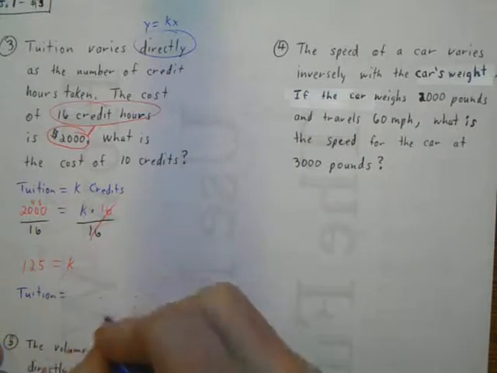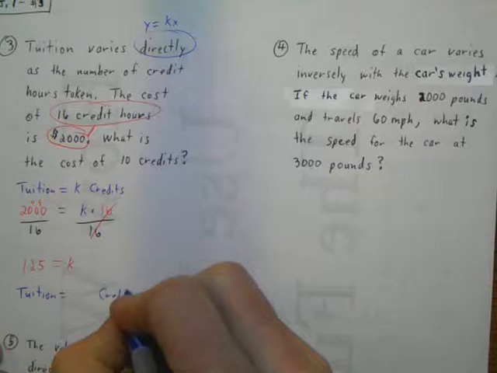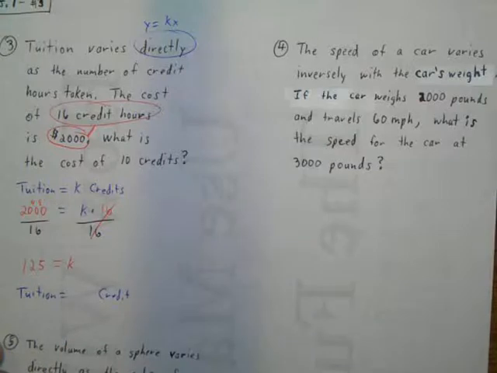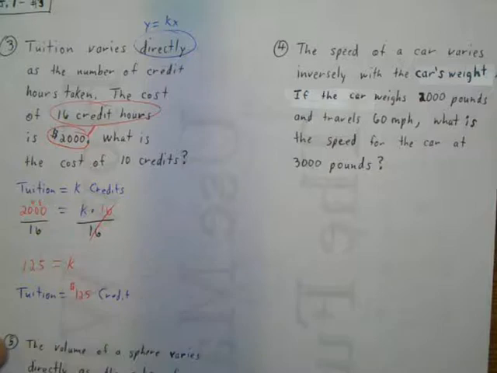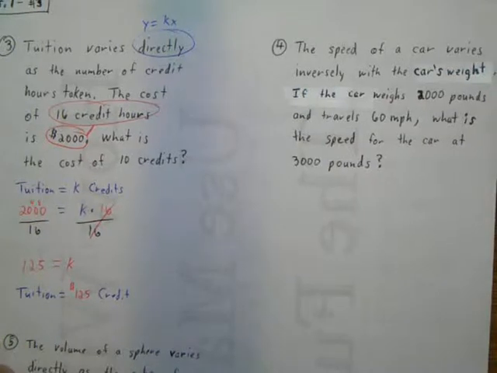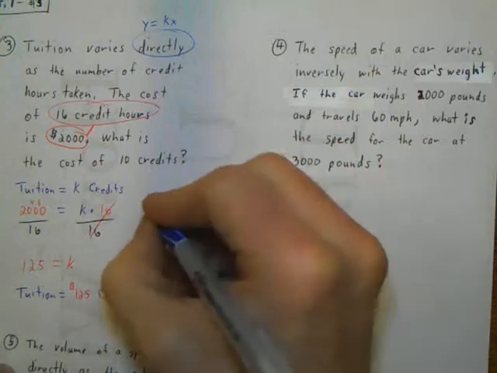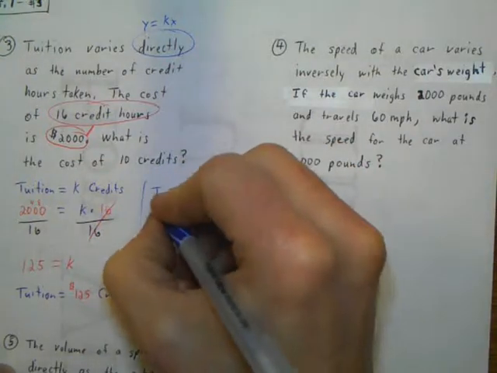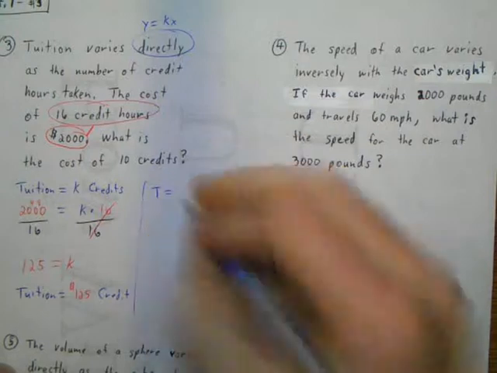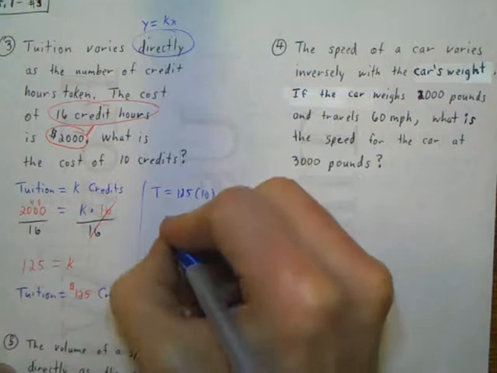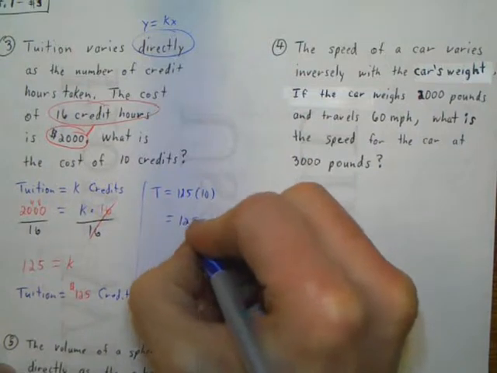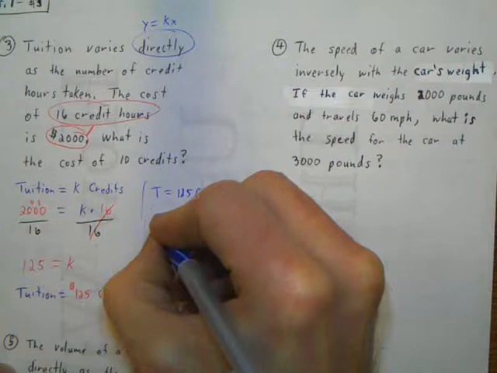times the number of credit hours. This 125 actually stands for the cost per credit, $125 per credit. Put a dollar sign in there if you want. It doesn't really matter. So now we want to find out what is the cost of 10 credits. Well, I think you guys can do that in your head, but formally, my tuition equals 125 times 10 credits, which is going to be $1,250. So that is our answer.